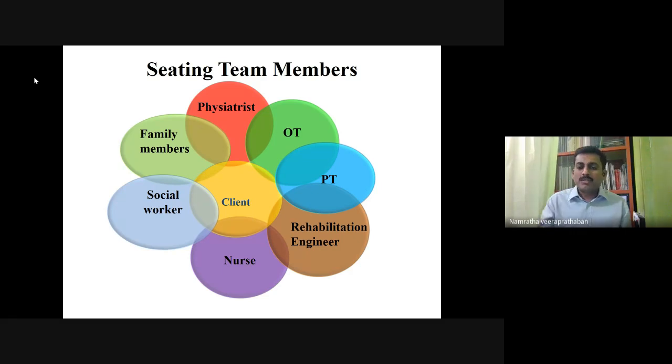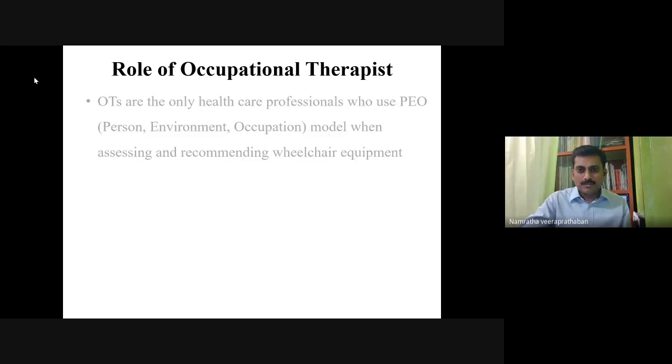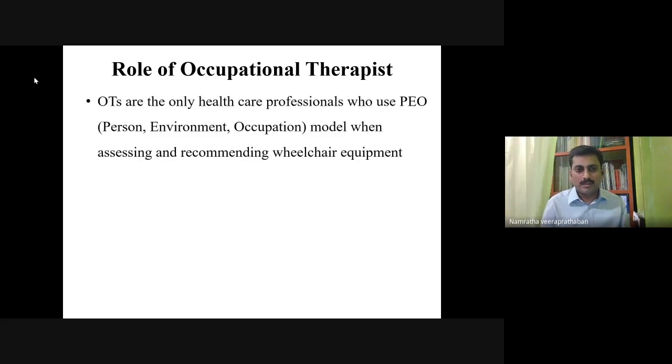All right, so what is the OT role in seating and mobility? We are a unique profession in seating and mobility. Why? Because OTs are the only healthcare professionals who use the PEO model, which is the person, environment, occupation model. So being an OT, we know what the PEO model is.